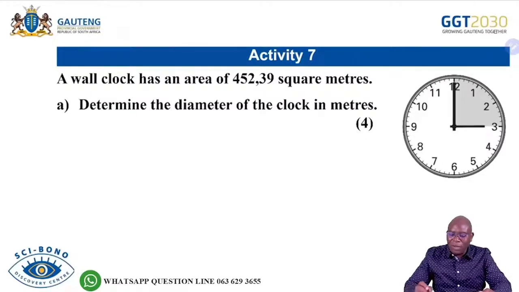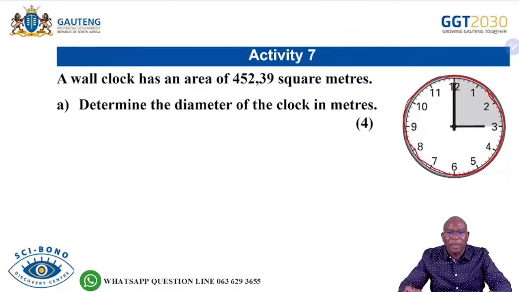First of all, I only have the area of the clock. So in other words, I've got the area of a circle, the area of the whole circle. I know most of us struggle with this type of clock, because we are so used to the digital ones now rather than the analog ones. So this analog one: determine the diameter of the clock in meters. So let's see how we're going to do that.